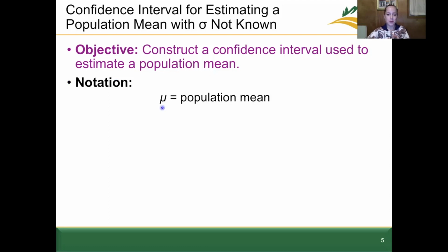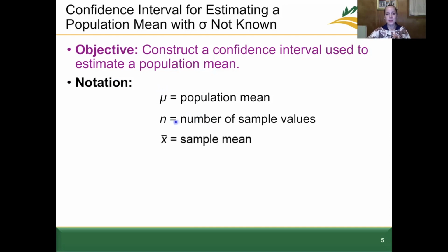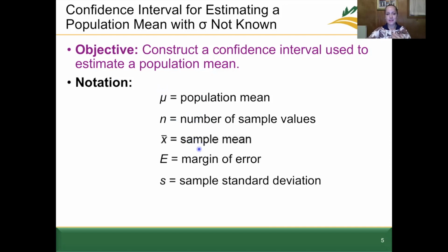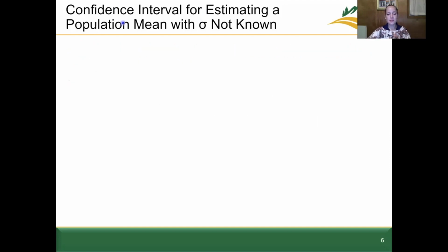Here's where we see the notation, so let's clearly differentiate this from 7.1. We're going to use mu as the population mean. We're going to use n as the number of sample values. That should look familiar. We're going to use X-bar to represent the sample mean. E again here is our margin of error. Then, if you remember from a few chapters ago, lowercase s is our sample standard deviation and sigma is the population standard deviation. So we are still under the topic of using a confidence interval for estimating a population mean with a sigma, or population standard deviation, that is not known.